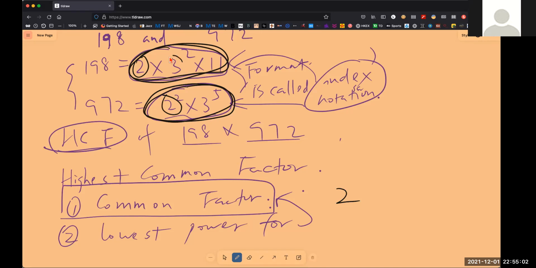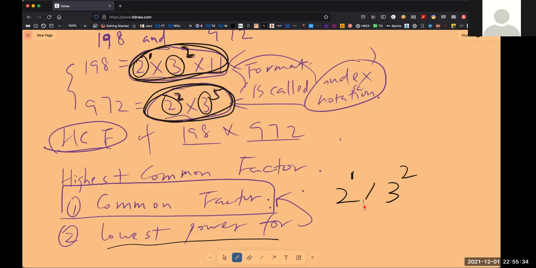Can you also see that they both have a 3? And then what's the second requirement? Lowest power for the common factor. For the 2, what is the lowest power? This is power 1. This is power 2. So the lowest power is 1. For 3, this is power 2. This is power 5. So what is the lowest power? 2.